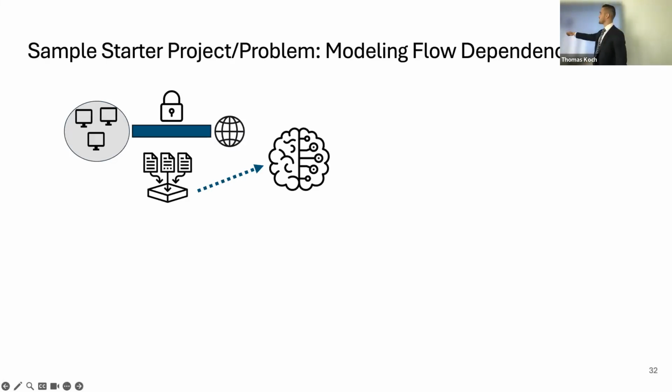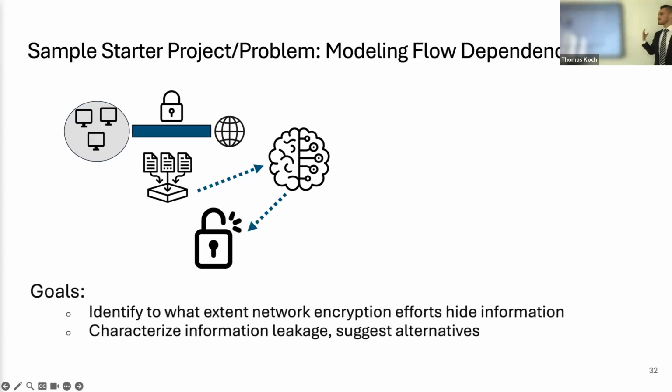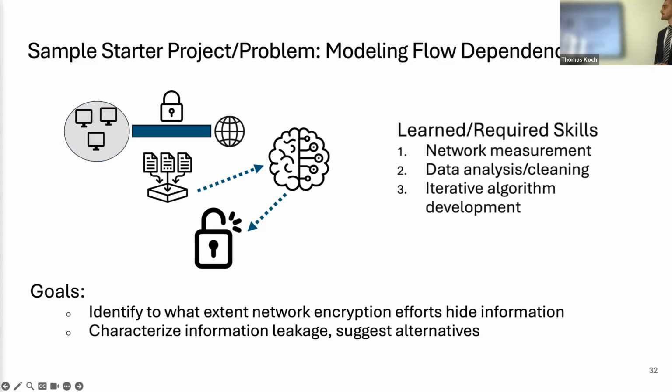So if I look at the encrypted traffic traversing a network, can I build a model that unencrypts the traffic? In other words, to what extent can I characterize what's going on in the network despite the encryption? What information is still being leaked? And what defenses can I create, or alternative ways of doing encryption or traffic traversal on the internet to prevent this sort of information leakage? And so students would gain experience here in network measurement, data analysis, and iterative algorithmic development, but no major prerequisites.